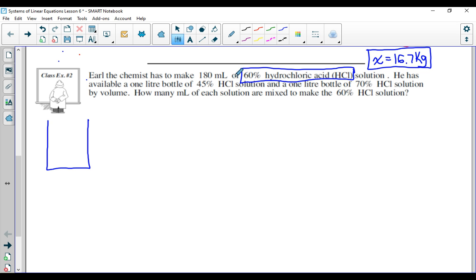So if I were to draw a picture of what this would look like, if you had like 100% of your solution, 60% of it's going to be hydrochloric acid. So I'm just going to sketch this on the screen. Okay, so we'll let this red represent the acid. So we'll say this is 60%.